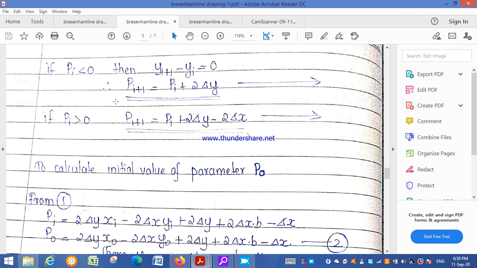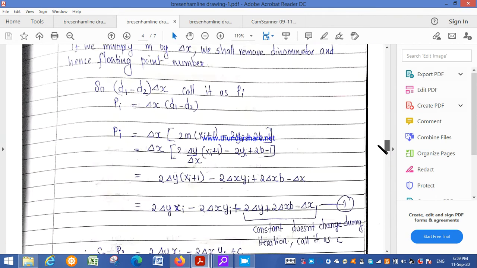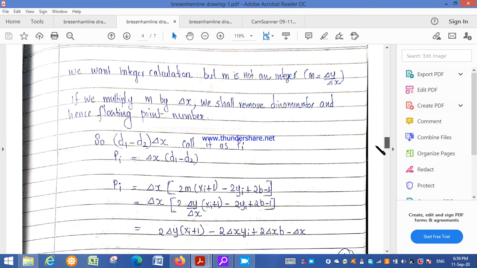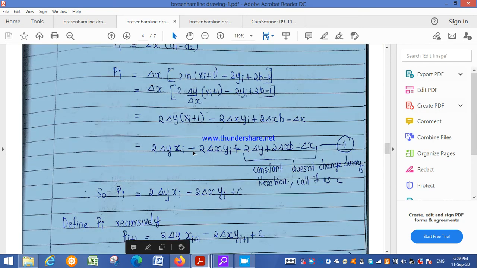This is the decision parameter value that you see in the for loop. We also compute an initial decision parameter as P0. In order to derive this from equation 1, this is equation 1: pi is equal to 2 delta y xi minus 2 delta x yi plus 2 delta y plus 2 delta x into b minus delta x.